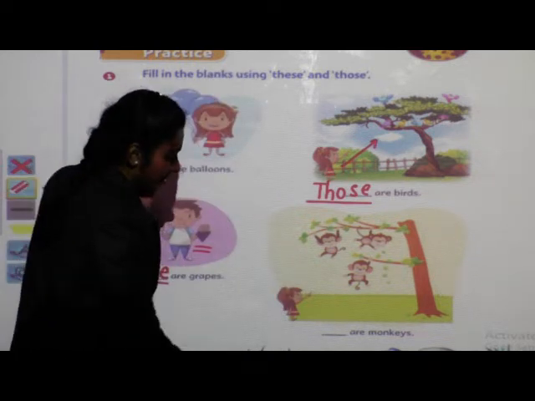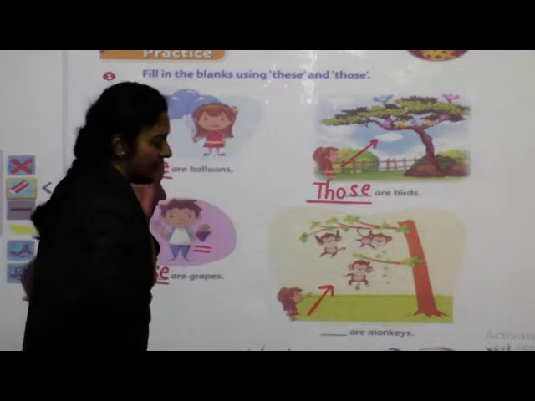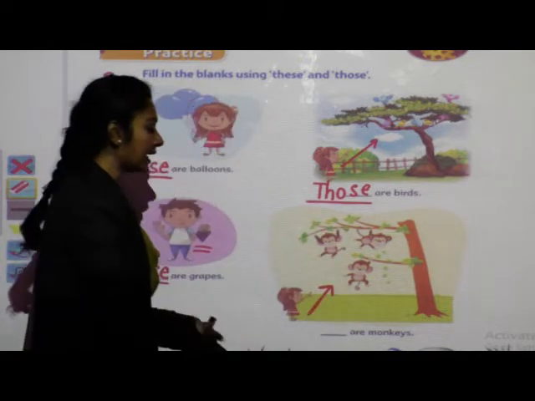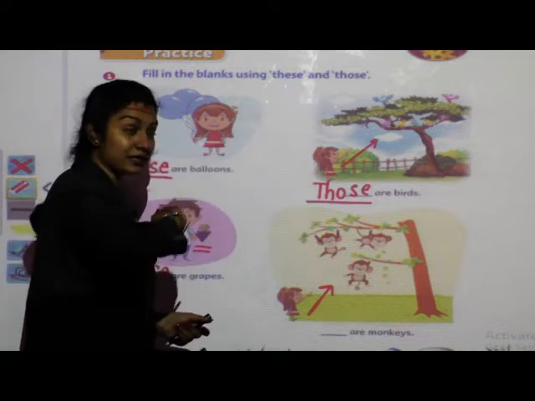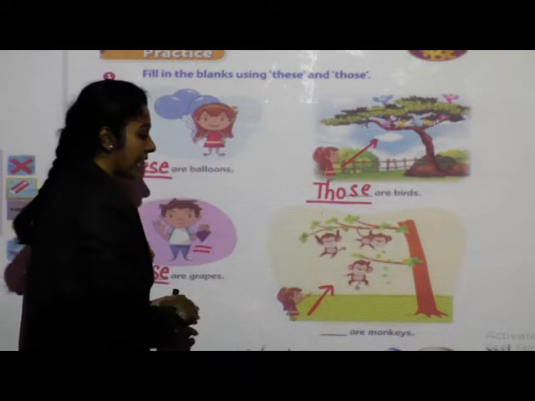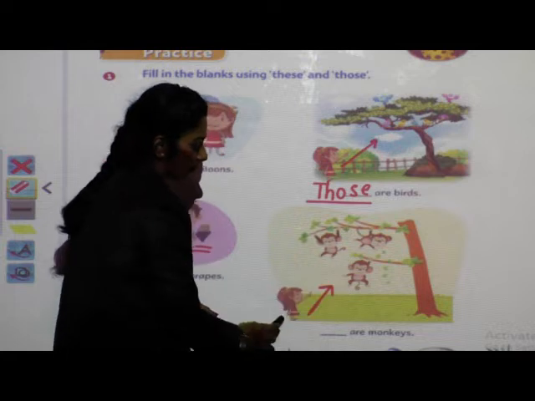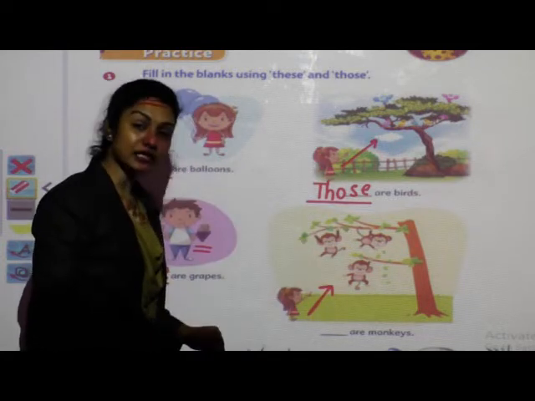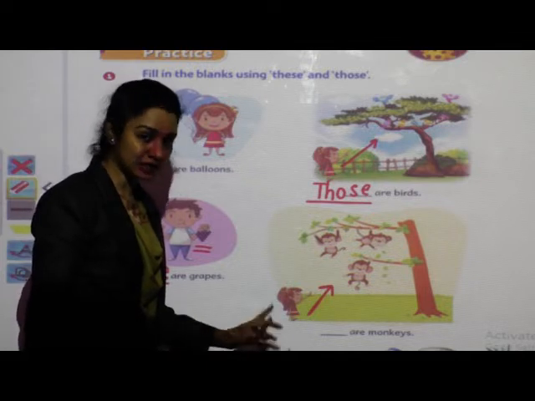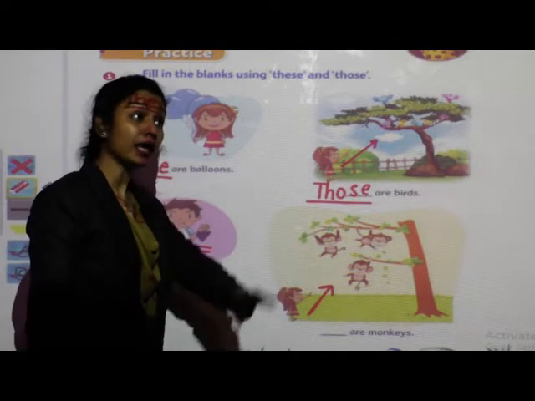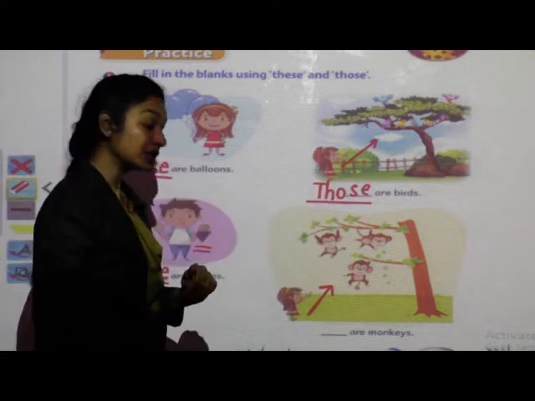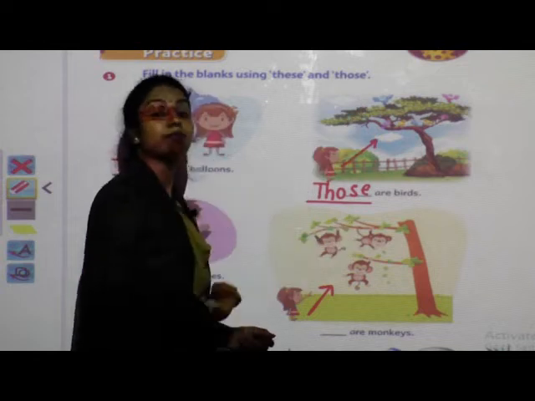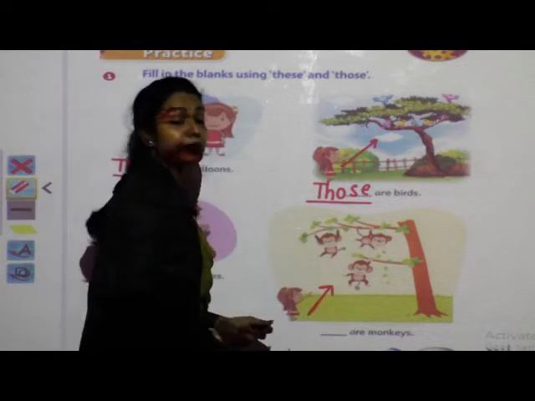Okay, come to the next picture. See children, she is pointing here and what is she saying? These are monkeys or those are monkeys? Those are monkeys, because they are far from this girl. Are the monkeys near that girl? No. Where are they? Far. Far from that girl. So she is saying those are monkeys.